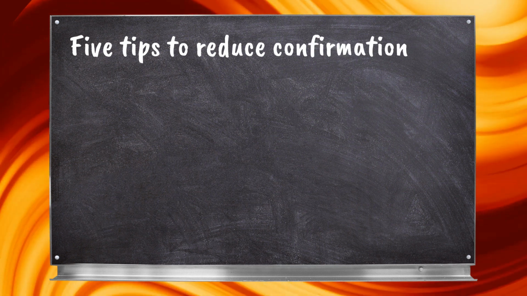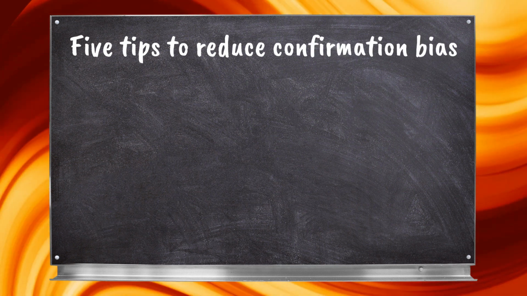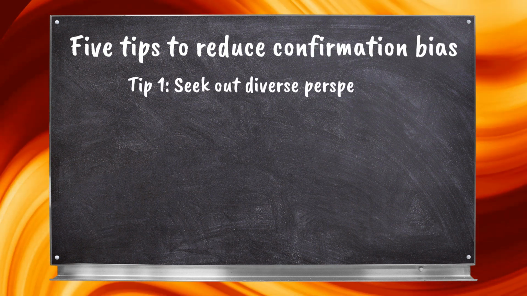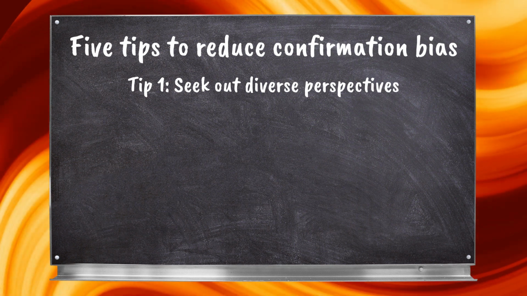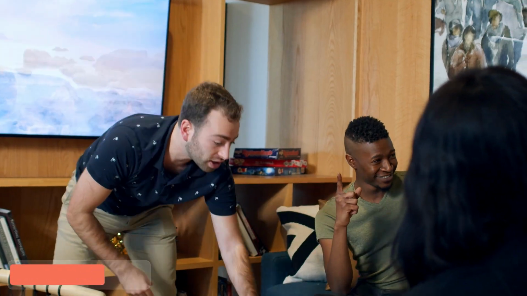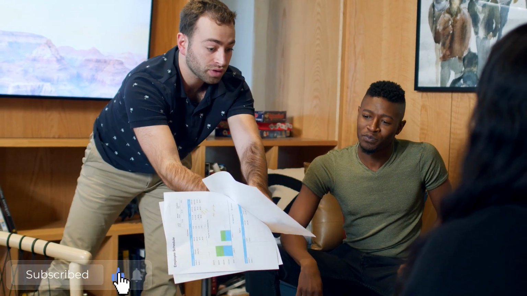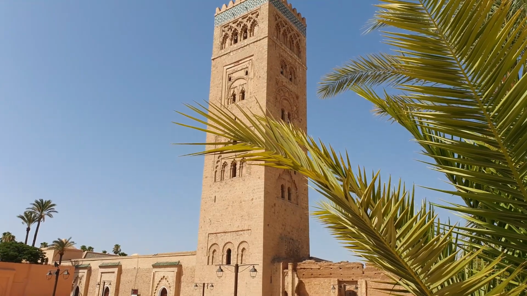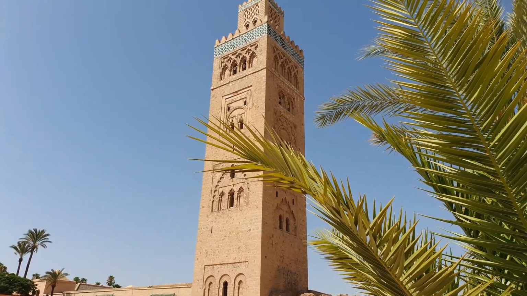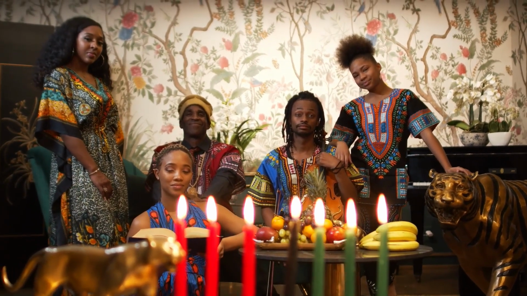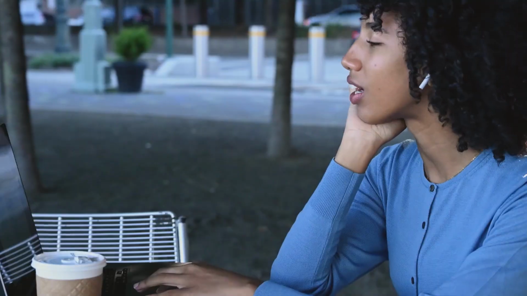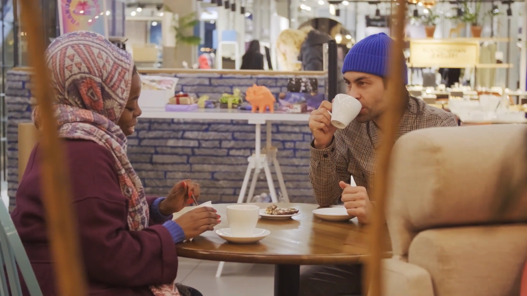Now that we've learned about confirmation bias, let's explore some strategies to minimize its impact on our thinking and decision making. Here are 5 tips to help you reduce confirmation bias. Tip 1. Seek out diverse perspectives. To combat confirmation bias, expose yourself to a variety of viewpoints, even those that challenge your beliefs. This will help you gain a more balanced understanding of a subject and encourage critical thinking. You can do this by reading articles, listening to podcasts, or engaging in conversations with people who hold different opinions.